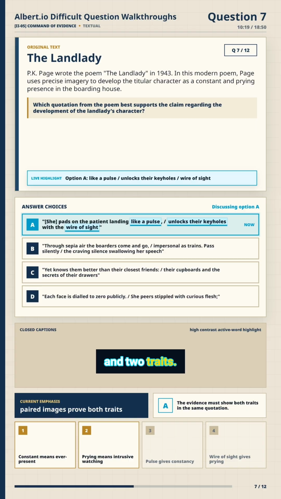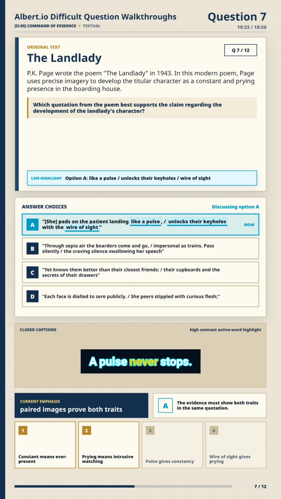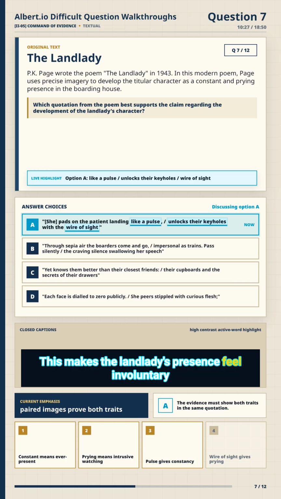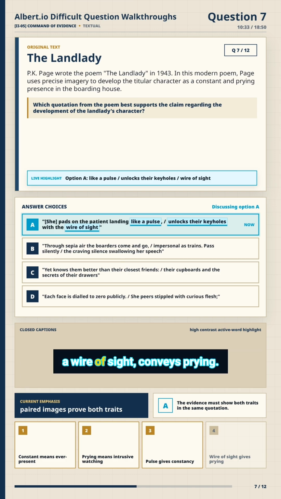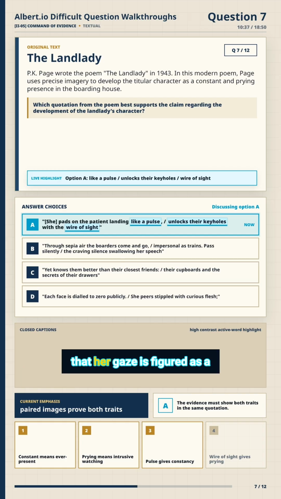Two images and two traits. The simile, like a pulse, conveys constancy. A pulse never stops, it is continuous. This makes the landlady's presence feel involuntary and ceaseless, like a heartbeat, which pulses. The second image, unlocks their keyholes with a wire of sight, conveys prying. She peers through keyholes with such intensity that her gaze is figured as a wire entering the lock.